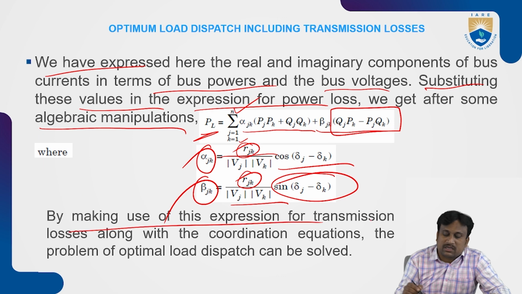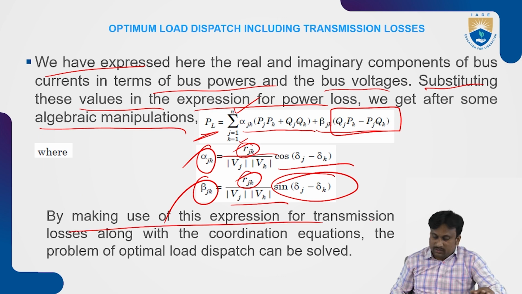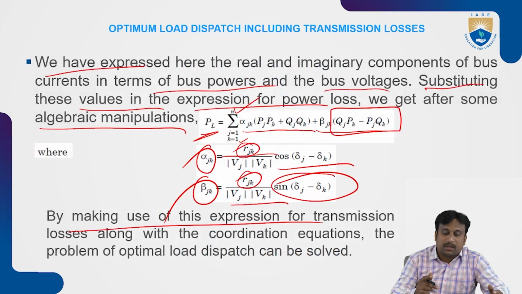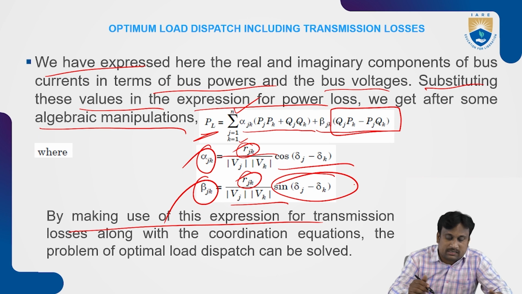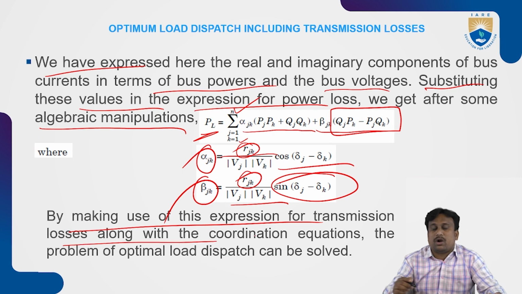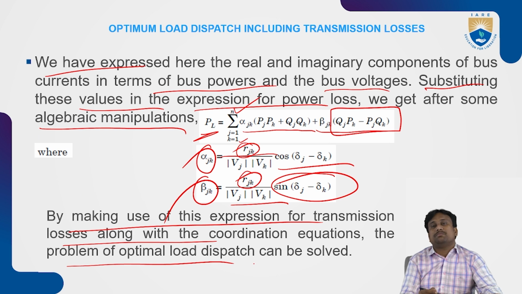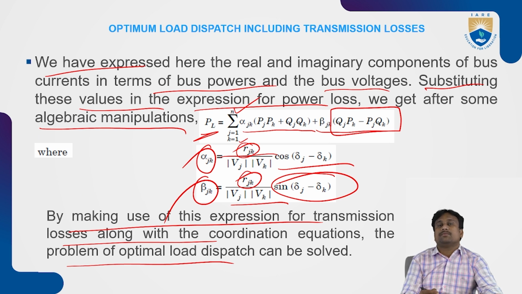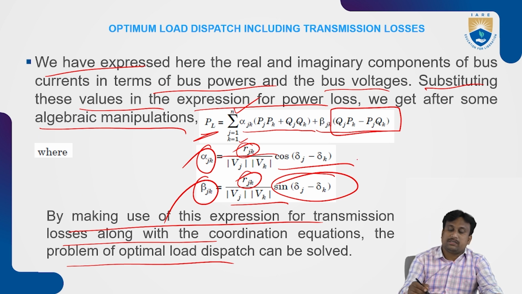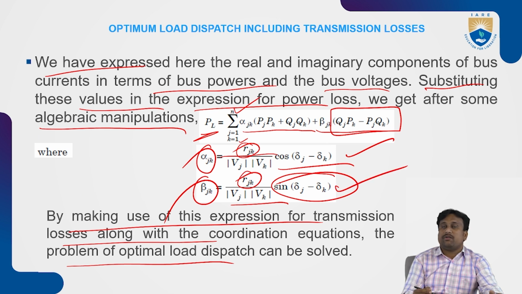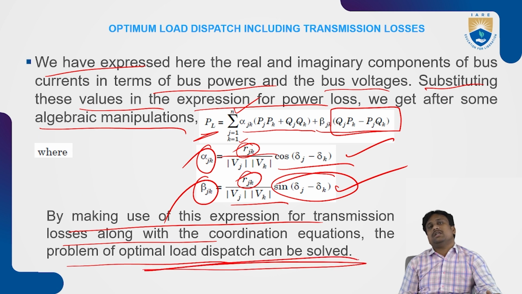By making use of these expressions with alpha and beta, we may say that the transmission losses, along with the coordination equations, allow the problem of optimal load dispatch to be solved. So we should utilize these conditions in terms of alpha and beta in making the coordination equations, and then the problem of optimal load dispatch can easily be solved.